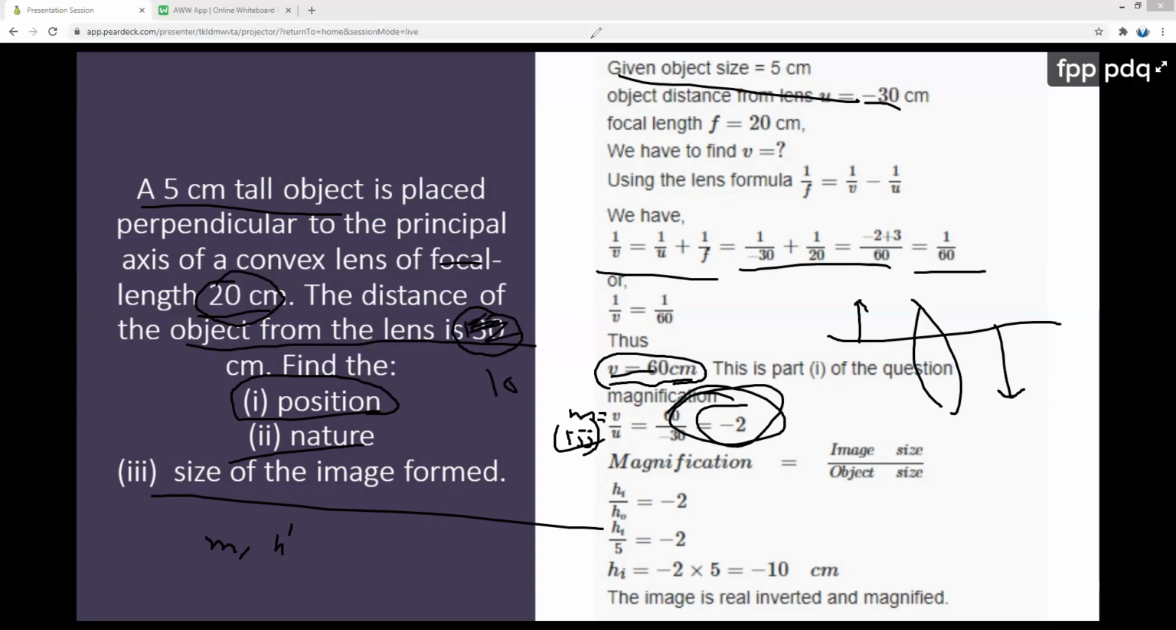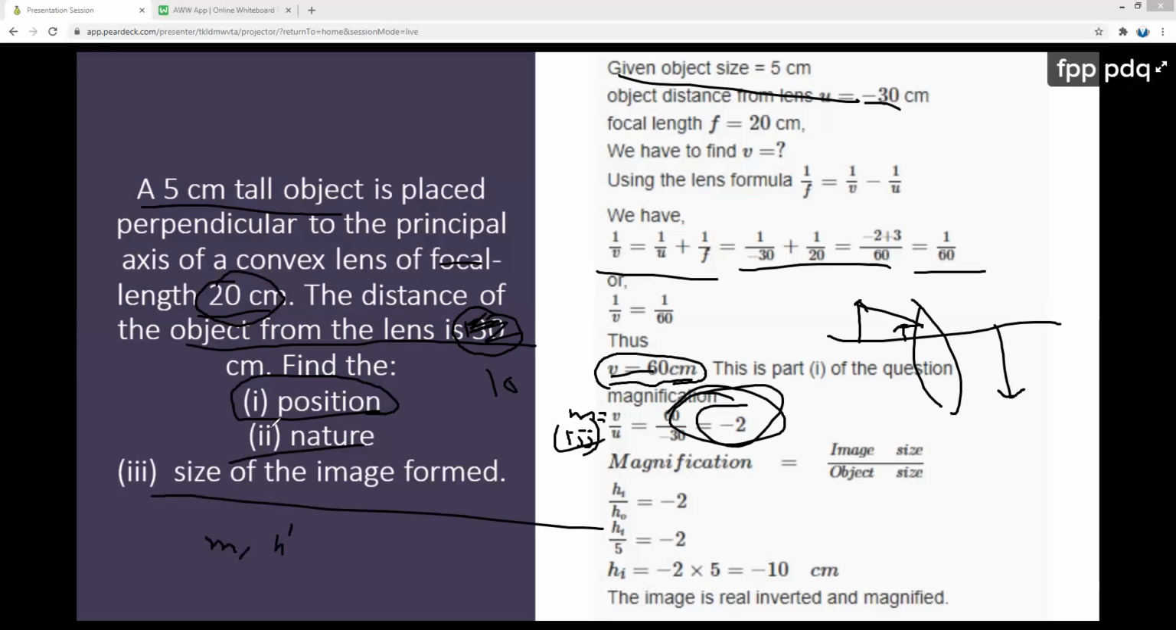Can anyone predict the magnification? Like, can you just tell if it's positive or negative? Can anyone tell? Ayan, can you try? Will it be positive or negative? If it's placed at 10 centimeter. Yeah, positive or negative? Any idea? Positive. Positive, yes, it will be positive.